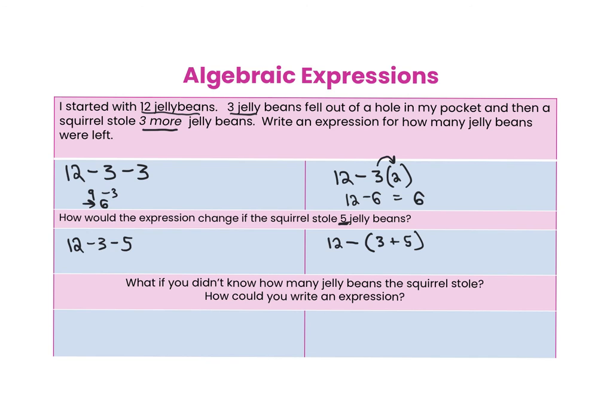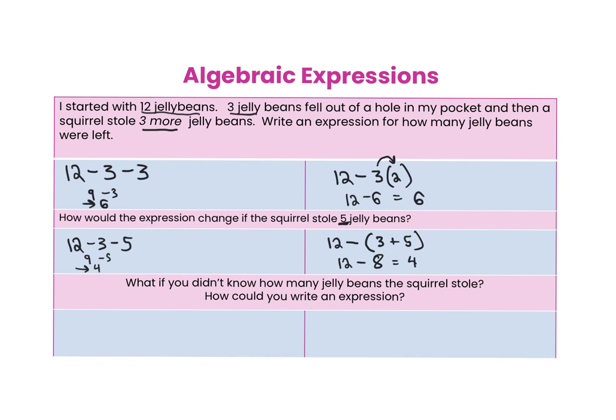So let's do the first one first. 12 minus 3 minus 5. 12 minus 3 is 9. 9 minus 5 is 4. So I can do that in steps. 9 minus 5, and then we have 4. So in this story, I had 4 jelly beans. And then here, in the 12 minus the quantity 3 plus 5, order of operations says I have to do that 3 plus 5 first. So this turns into 12 minus 8, which also equals 4. So both of those are equivalent expressions.